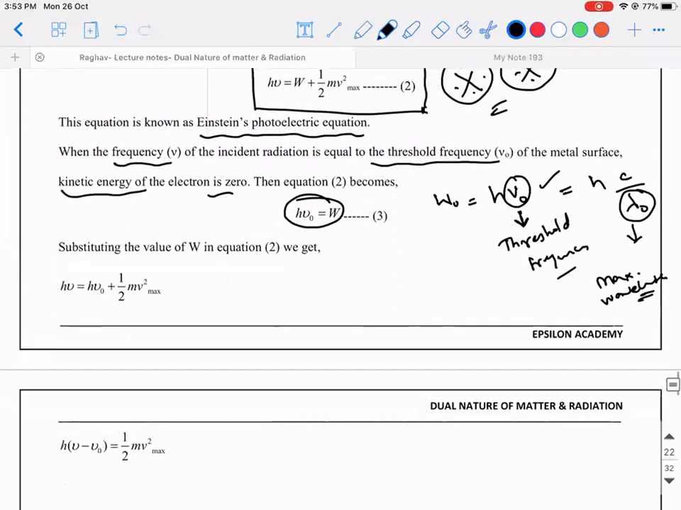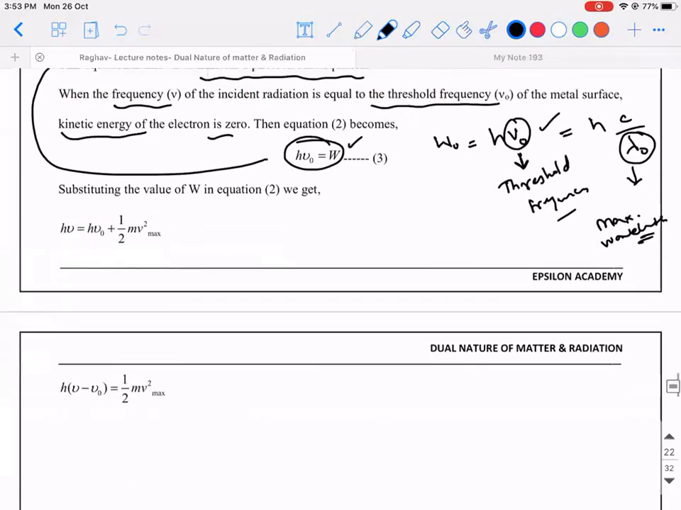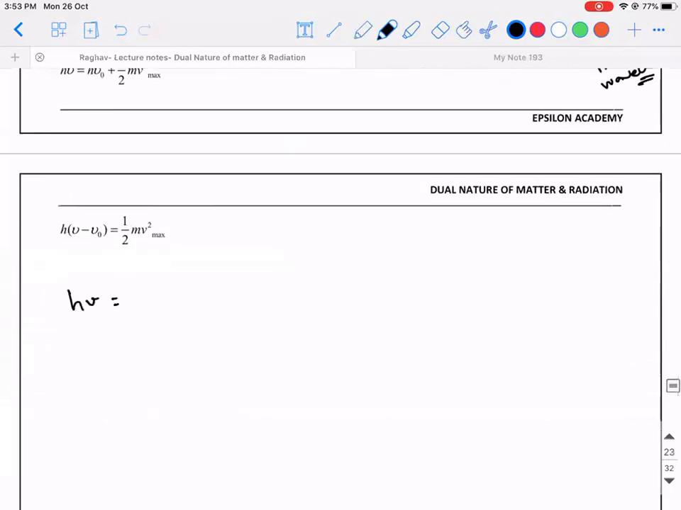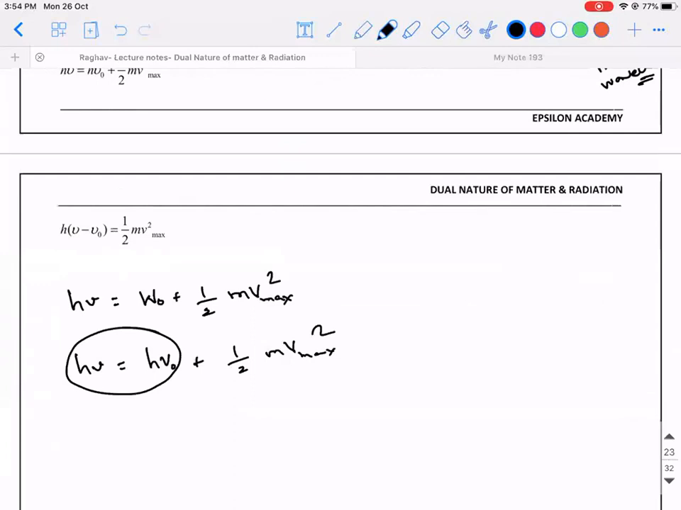Okay. So if you take this W naught and substitute it here, then you will get the equation as h nu is equal to W naught plus half m v max square. So I write the equation again: h nu will be equal to h nu naught plus half m v max square. So rearrange the equation, and you will get the required expression.